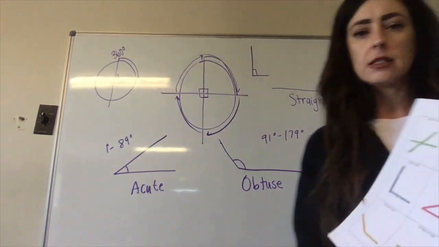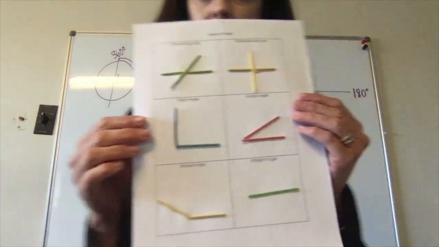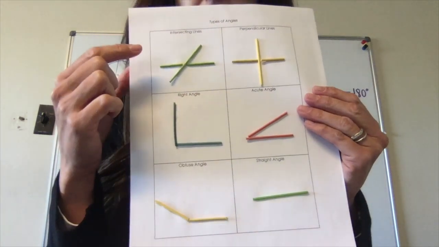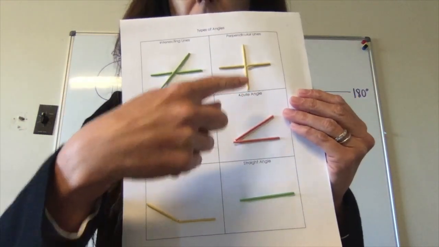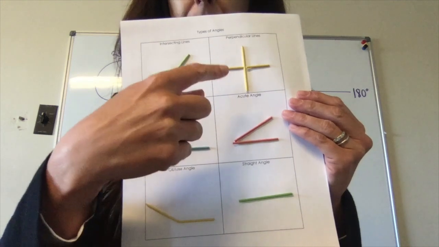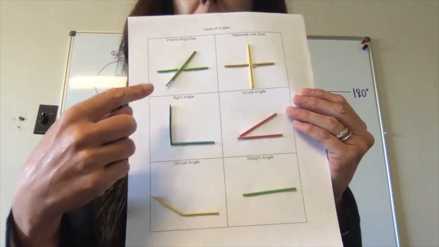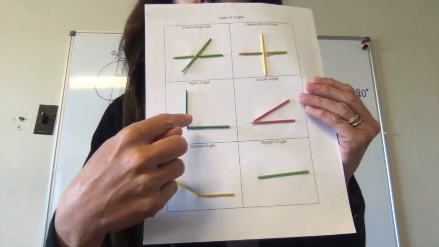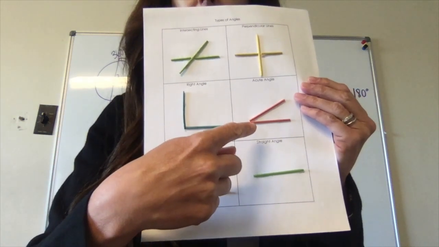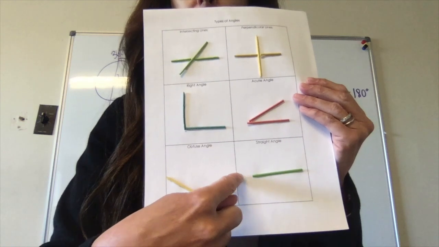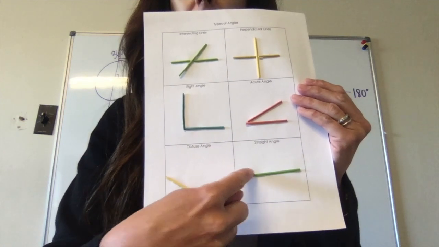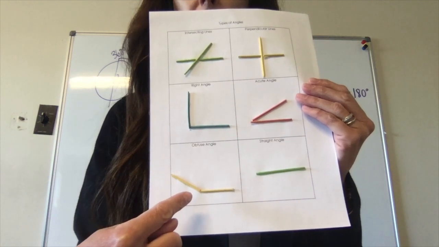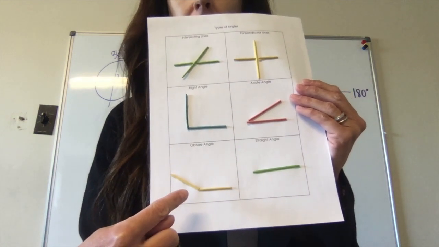So we've discussed, here's our worksheet, kind of like what we did last week with the lines. We have perpendicular lines, right, which are 4 90-degree angles. Intersecting lines cross each other, but not necessarily at 90 degrees. We have right angles, and we have acute angles less than 90 degrees. This is a straight angle, 180 degrees. And our obtuse angle is from 91 to 179 degrees.